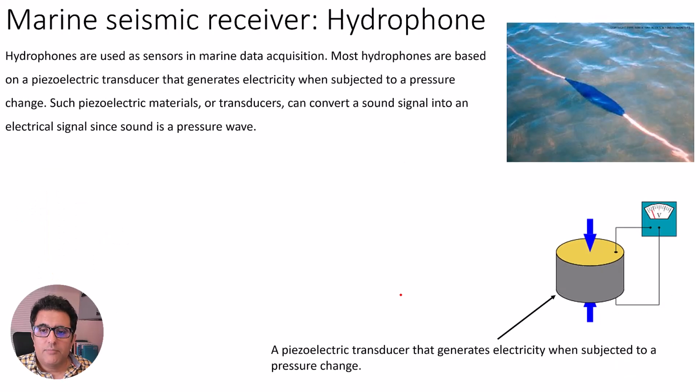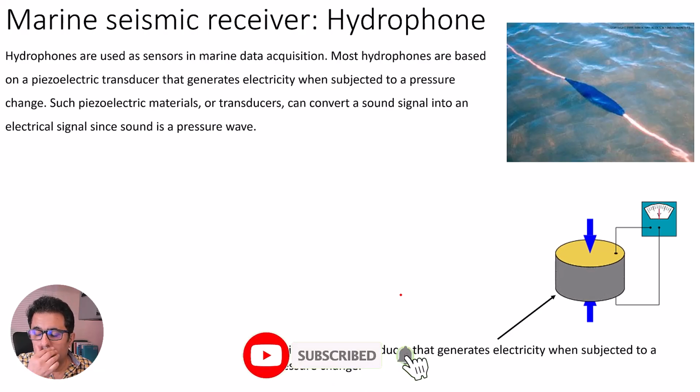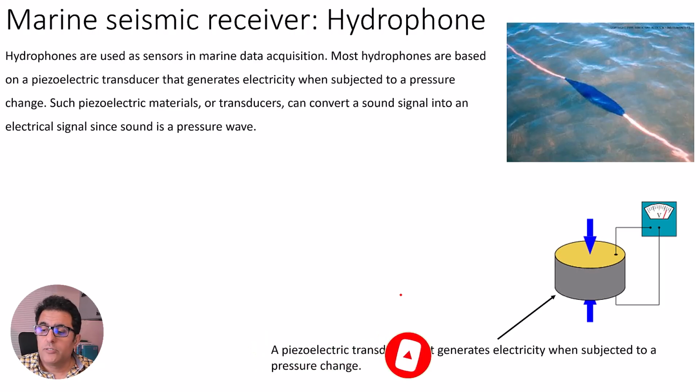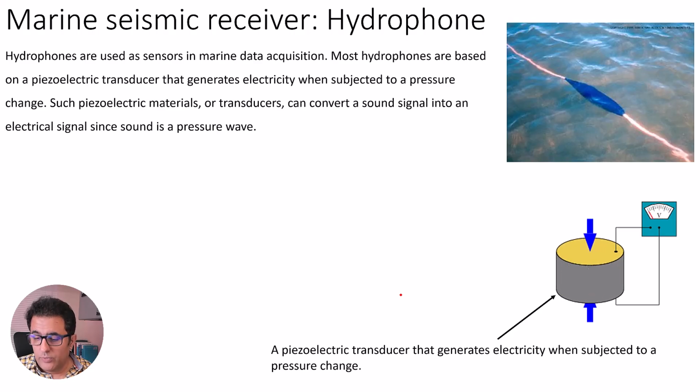For marine seismic surveys, we use hydrophones. Hydrophones are made from piezoelectric material, and piezoelectric material produces electricity when it is subjected to pressure. So when seismic waves pass through a hydrophone, we're going to have some change in the pressure, and as a result, some electricity is produced. This is how we are able to collect marine seismic data.